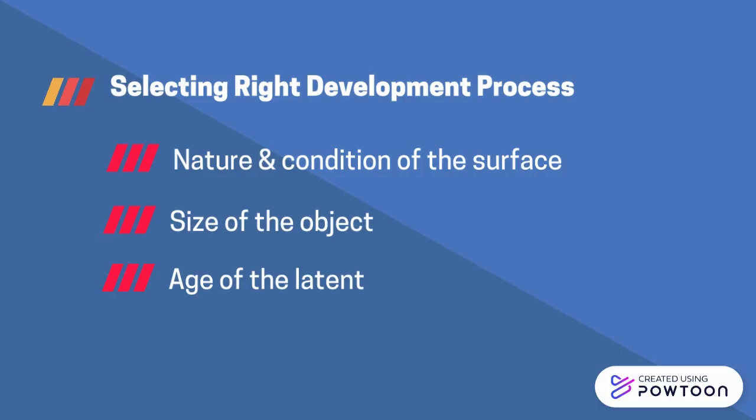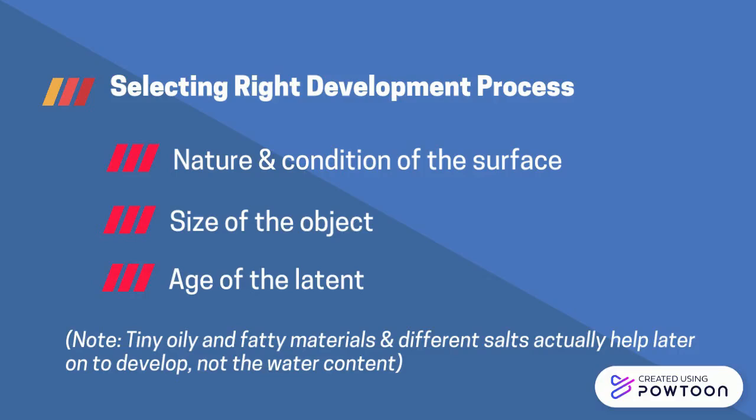Selecting the right development process depends on the nature and condition of the surface, the size of the object, and the age of the latent. Point of importance: tiny oily and fatty materials and different salts actually help later on to develop the print, not the water content.